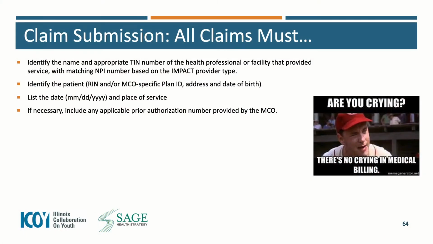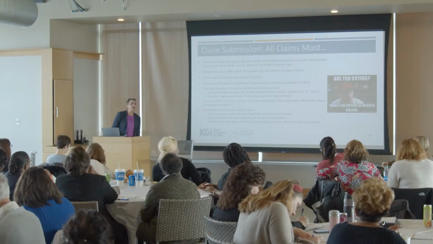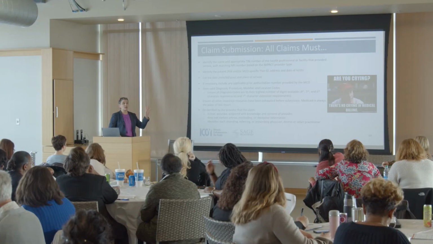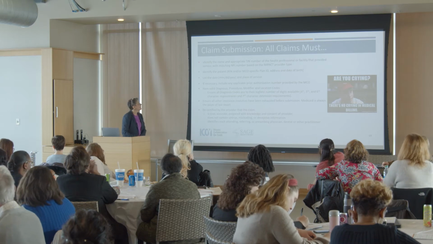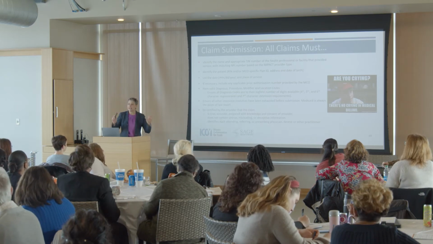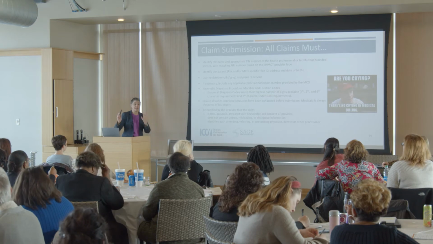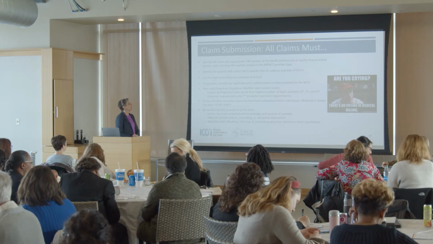Obviously, you want to identify the patient with their RIN or their Medicaid ID number, their address and correct date of birth, the date and place of service, and any prior authorizations, if it's a service that required what we call PAs. Make sure that you transcribe that correctly onto the claim. Angela's going to talk about prior authorizations in a bit. And by the way, I am not the only one presenting, so if you're sick of hearing from me, Angela will be up next. So there is relief in sight.